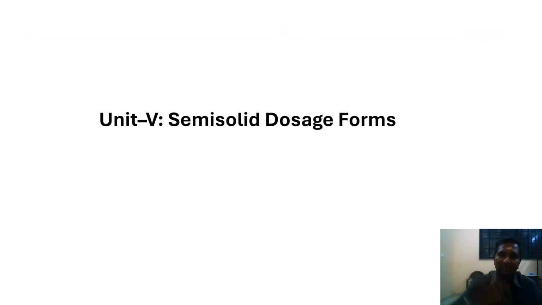Semi-solid dosage forms. Now let us move to Unit 5 of Pharmaceutics 1, which deals with semi-solid dosage forms. Semi-solid preparations are widely used in pharmacy for topical drug delivery, especially for skin diseases and local therapeutic action. These formulations are very common in medical practice and include products such as ointments, creams, gels, and pastes. In this unit, we will study the basic principles, preparation methods, and therapeutic applications of semi-solid dosage forms.